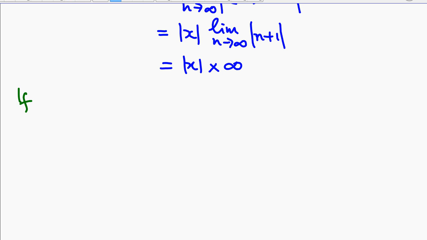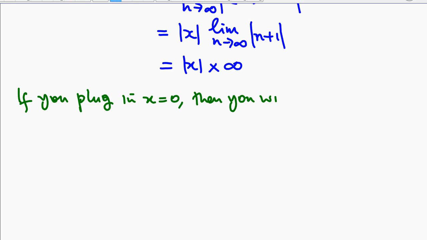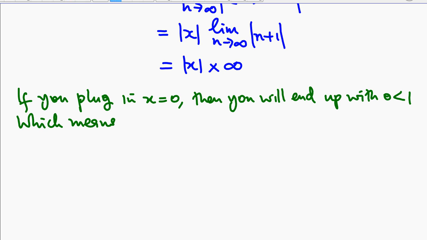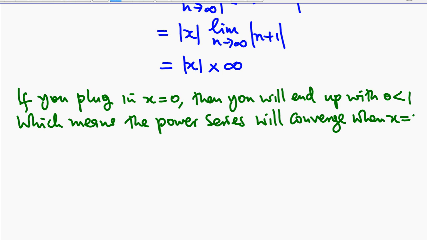So the power series will converge when x is equal to 0, but it diverges for all other values of x.